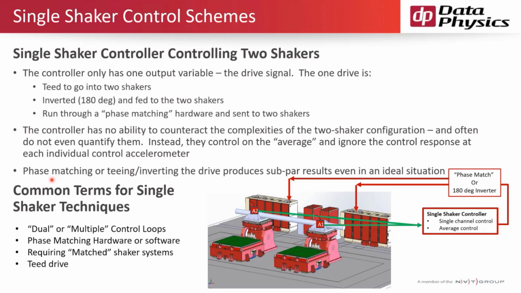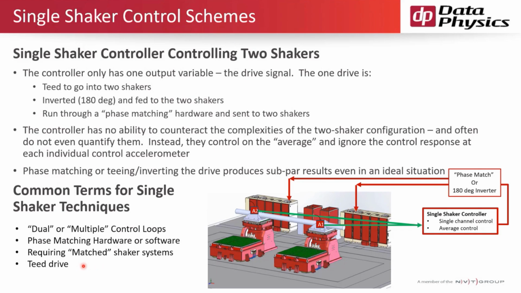So some common trade names for single shaker controllers masquerading as multi-shaker control is dual loop or multiple control loops, one control loop per shaker, requiring some sort of phase matching hardware or phase matching in the controller that's going to just invert that drive phase or somehow otherwise phase match the two drives that are going to the two shakers. A system that requires matched shakers.